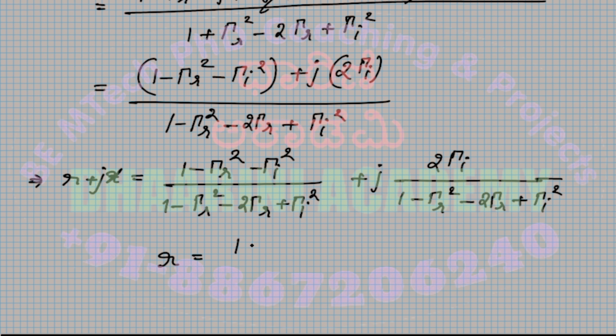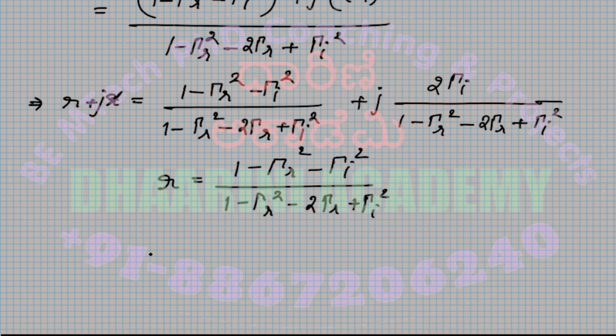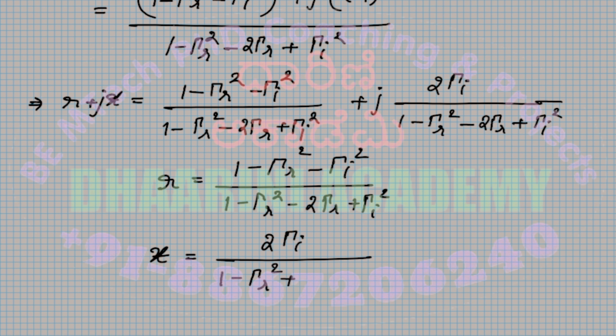So therefore, R is equal to 1 minus gamma R square minus gamma I square divided by 1 minus gamma R square minus 2 times gamma R plus gamma I square. That's the real part. And the imaginary part can be equated to 2 times gamma I divided by 1 minus gamma R square minus 2 times gamma R plus gamma I square. You understood? Okay, right.